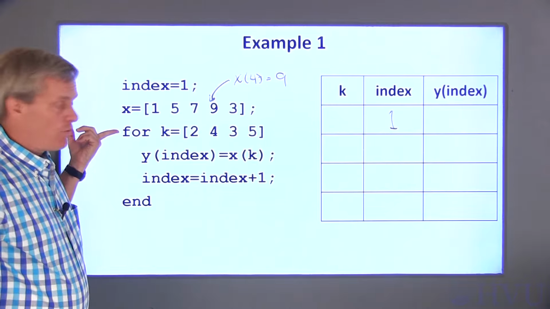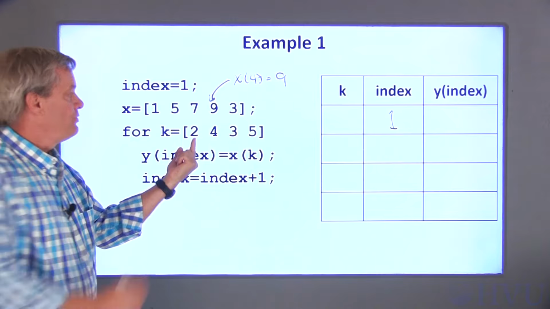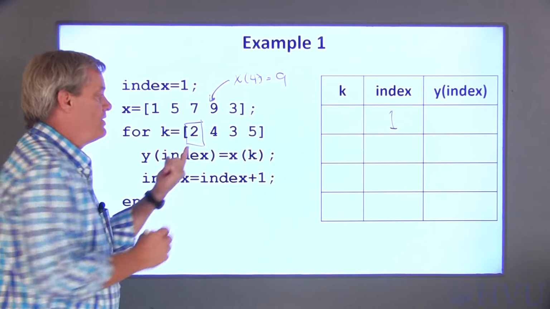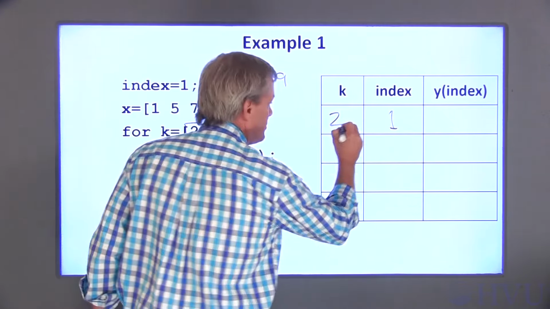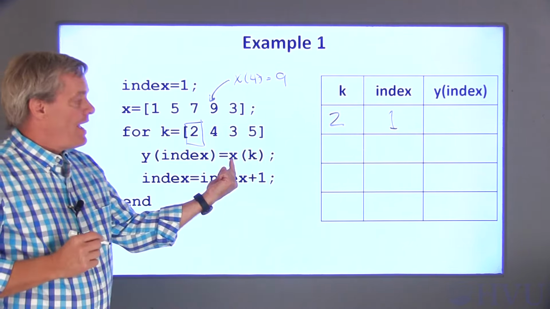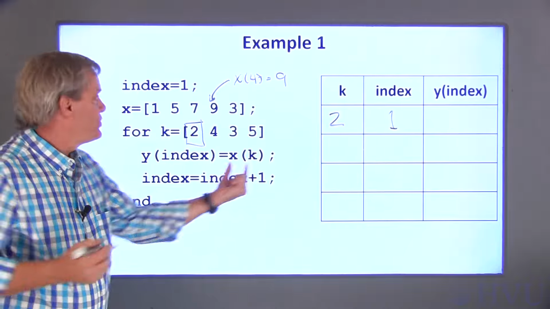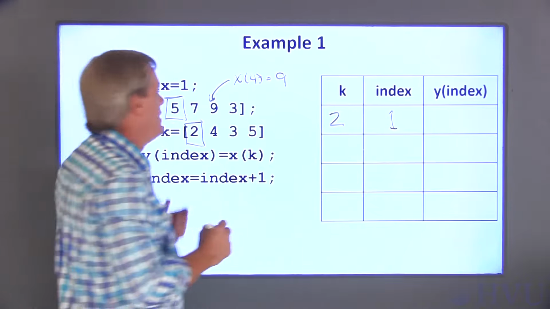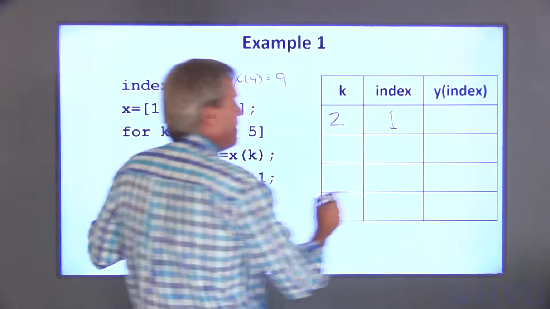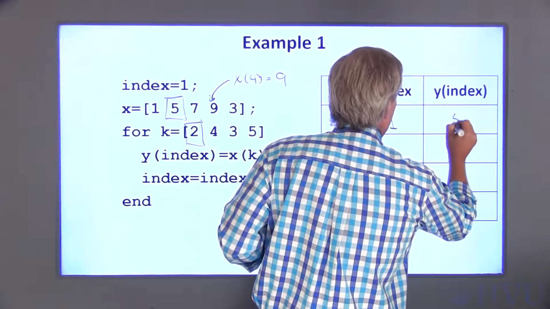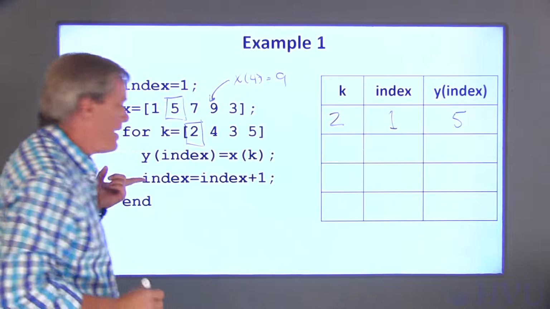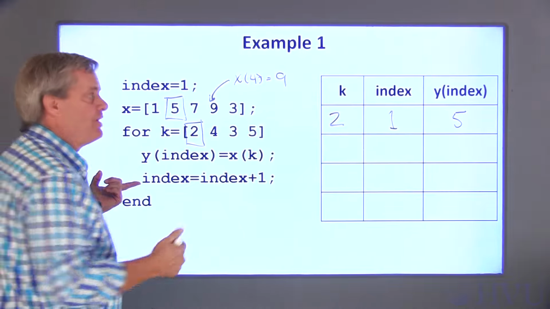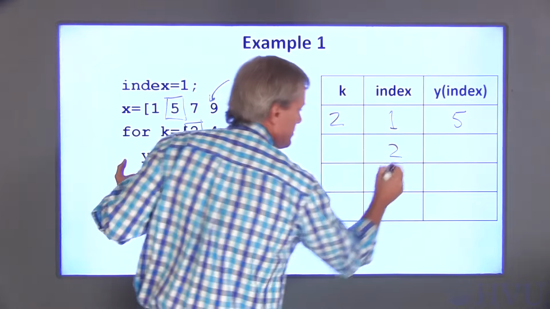So now we enter the for loop. The first time through the loop, k takes on the first value in this array. So k is equal to 2 the first time through the loop. X of k is x of 2, which is just the second value in this array. That's set equal to y of index, so y of index is 5. After that, I add 1 to index. 1 plus 1 is 2.